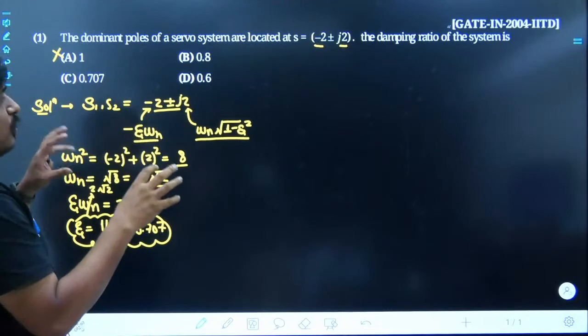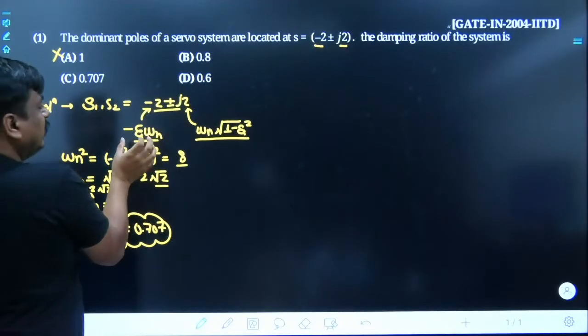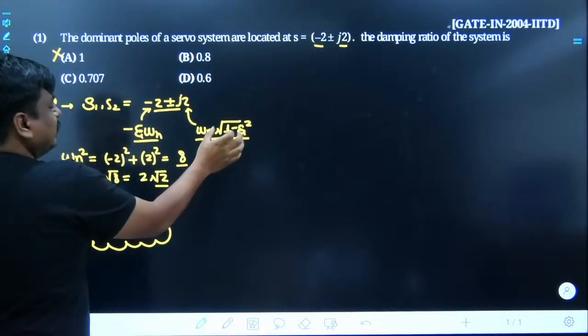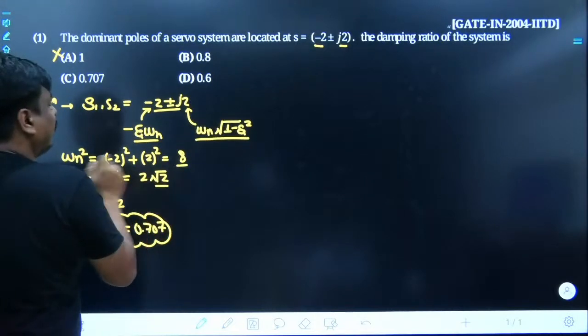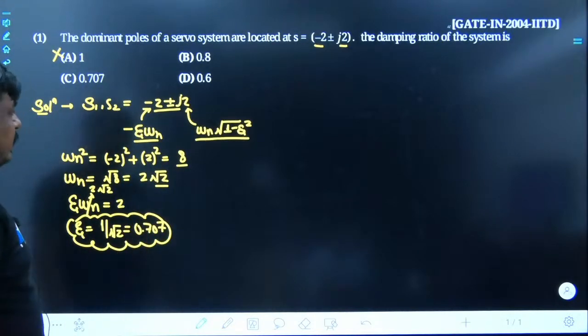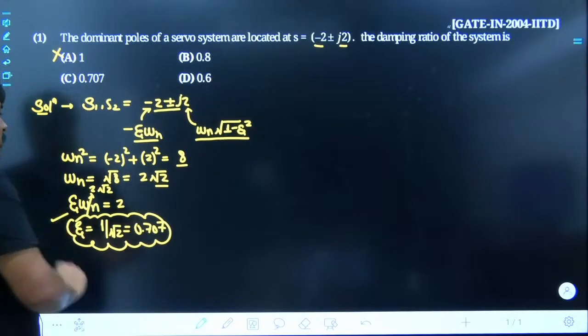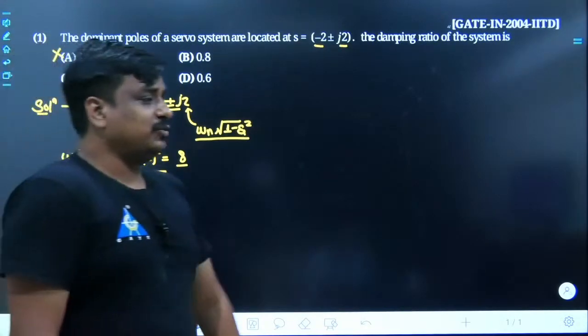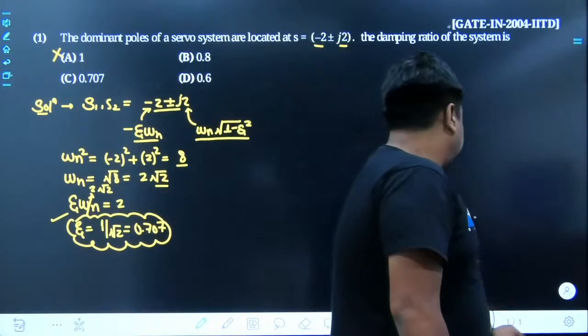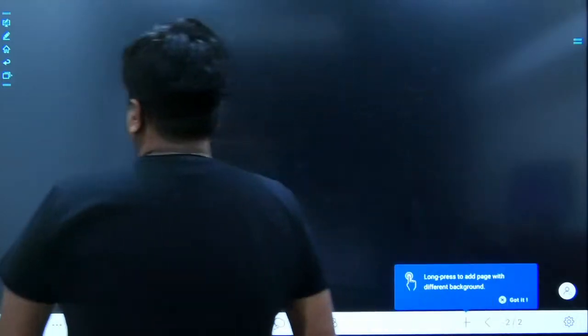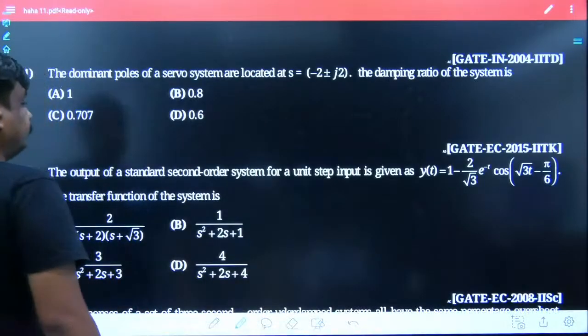Once you take the square of both sides and add them together, what is happening? Zeta omega n square goes off, and the only factor left is omega n square. End of the day, zeta is known to me. In the same sequence, I think it's the right time to move forward and take the next question. Here comes the next question.